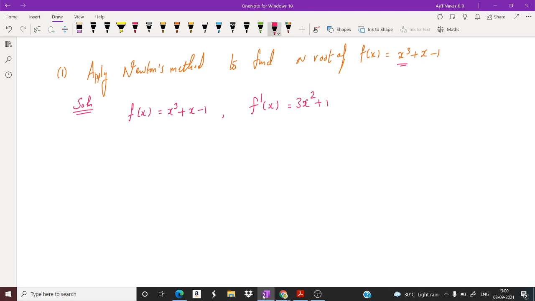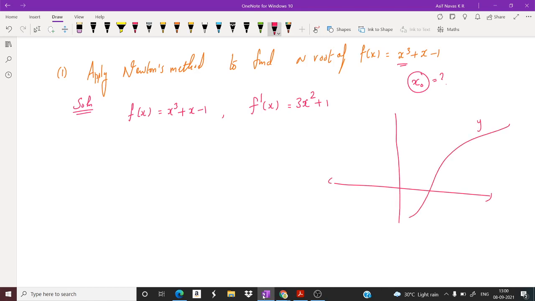Yes. Now I want to find x naught. Sometimes they will give x naught in the question, otherwise they will not give x naught. So I want an initial value x naught which is nearer to s. So how to do that?